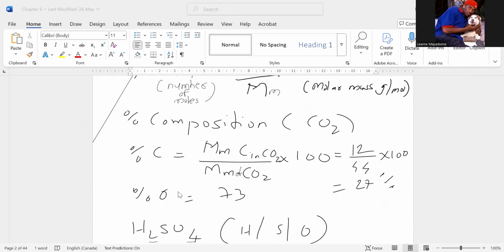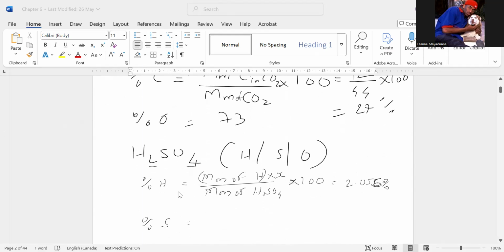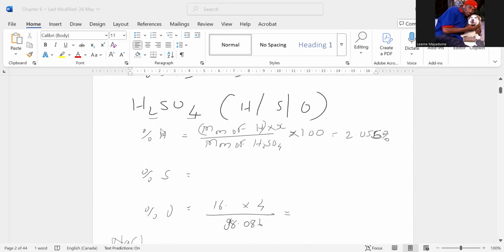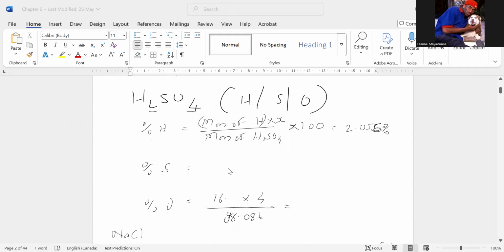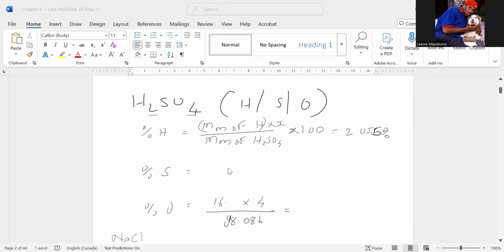Whenever you are calculating the last element, you just have to subtract from the ones you have found. For example, here I got 27% carbon and there are only two elements, so the second element is just 100 minus 27. Same thing over here for H2SO4. Can you calculate?